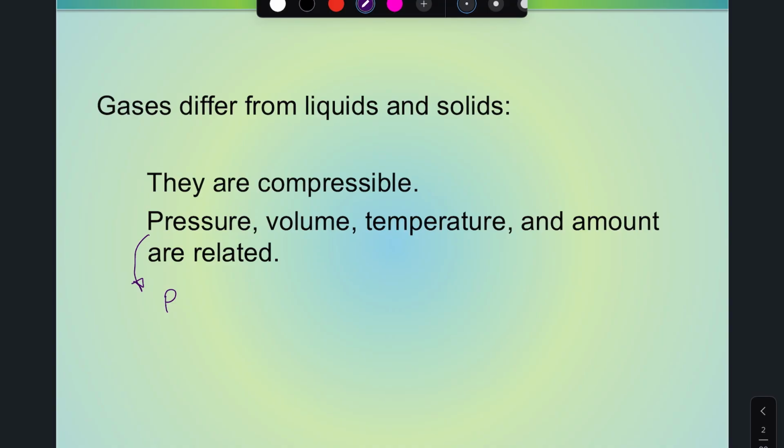We have P for pressure, V for volume, T for temperature, and amount is going to be in moles, so that is going to be abbreviated N. We abbreviate moles as N. So P, V, T, and N.